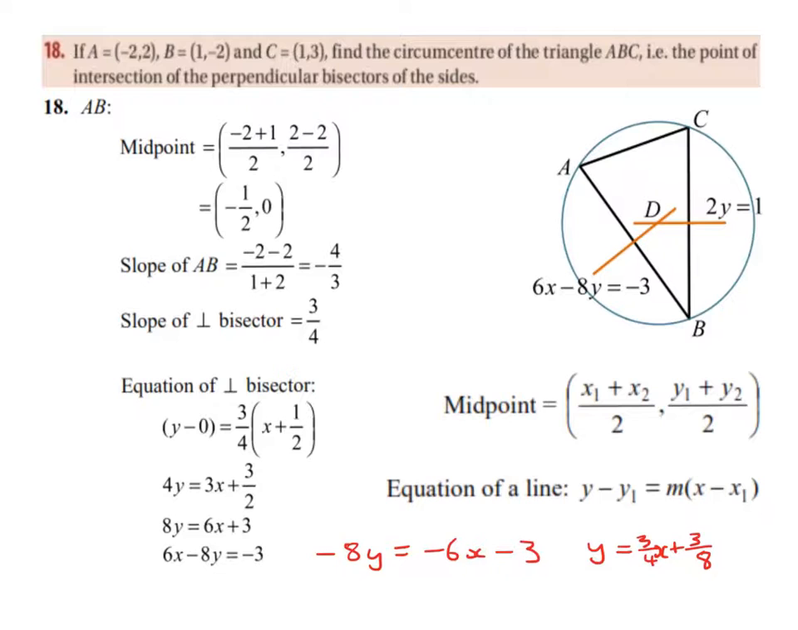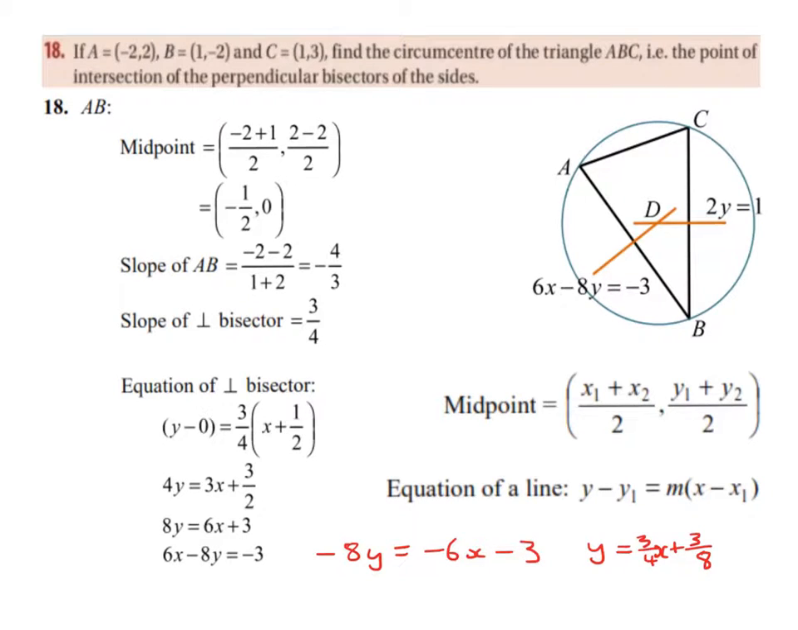So if we have a look at a circle, here we have a circle drawn in blue, and we have a triangle ABC that is inside of the circle. Then the perpendicular bisectors can be seen in orange. Perpendicular means that they meet at right angles, and bisector means that they cut the sides in half. So they meet the sides at right angles and they cut the sides in half. So we're interested in the point of intersection.